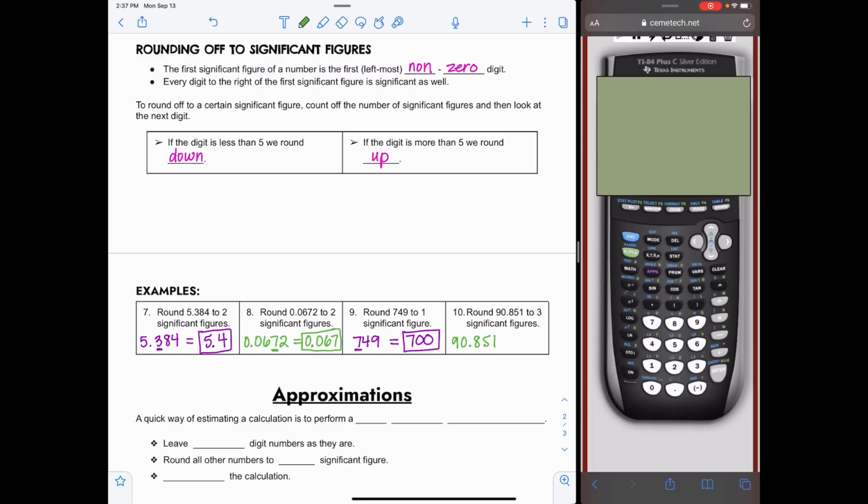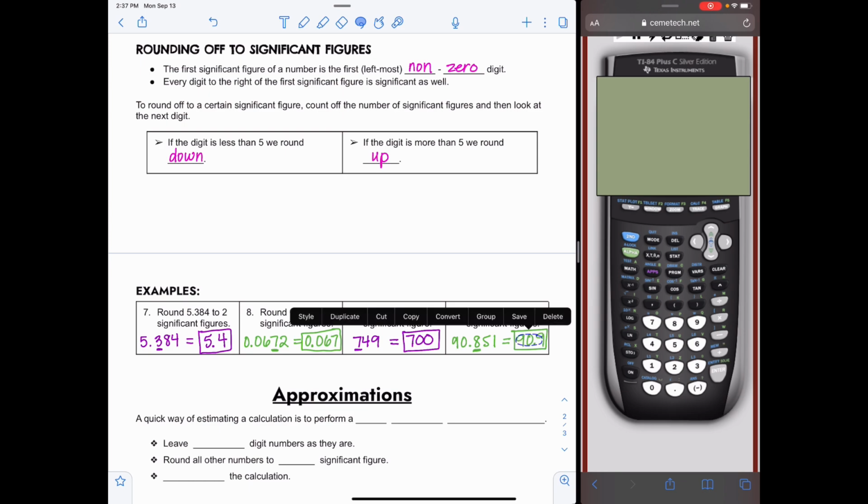And then the third significant figure is going to be that 8. So that 5 is telling me to round that 8 up. So that's going to be 90.9 in 3 sig fig. All right, 90.9 in 3 significant figures.